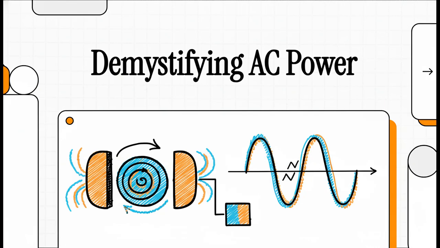You know that little label on your hairdryer or your phone charger? The one that says 220 volts? It seems pretty simple, right? But the truth is, the electricity coming out of your wall is constantly changing. So in this explainer, we're going to figure out what that number really means. And trust me, the answer is way cooler than you think.